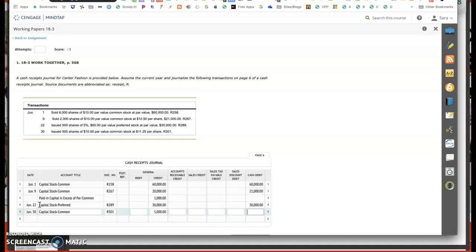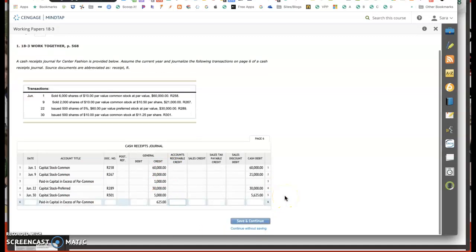Then we'll take the 500 times 11.25, which gets us $5,625. And then our second line is the paid-in capital in excess of par dash common. And then we'll just subtract, so $625. And that is your work together for today.